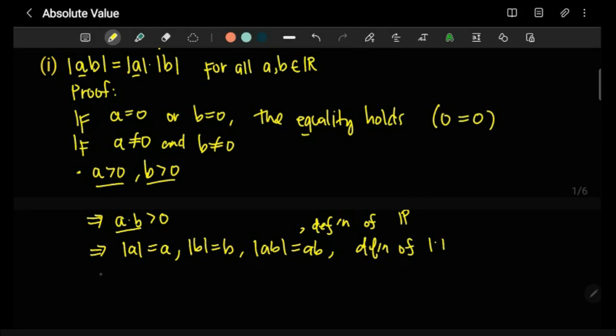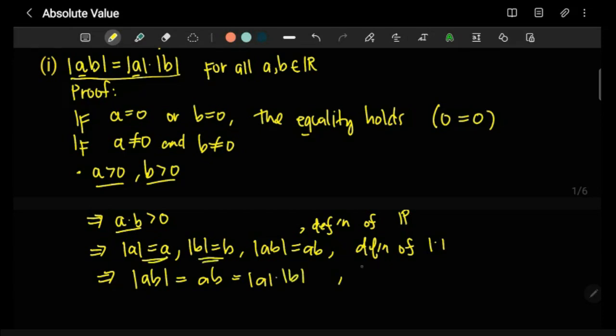Now we can look at the expression that we want to prove. We want to say that the absolute value of AB is the same as the right-hand side. The absolute value of AB in this case is equal to A times B. But A times B is the same as the absolute value of A because of this expression, and the absolute value of B because of this expression.